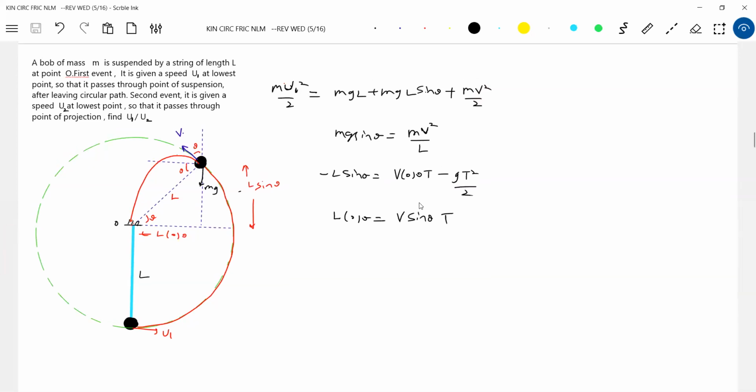Next part of the problem. I'll project so that it should pass through what? The point of projection. This should be the trajectory. It can happen. We have discussed that it can happen. It can pass through this also. Let's see what mathematics you can apply.